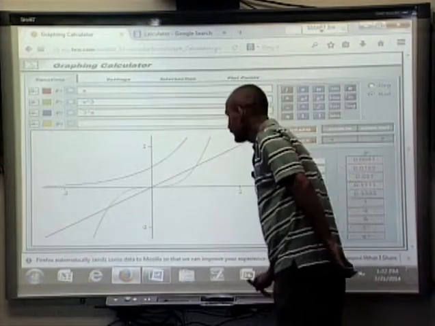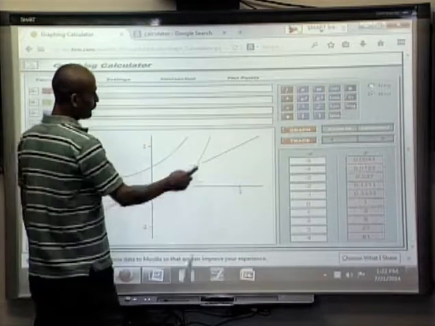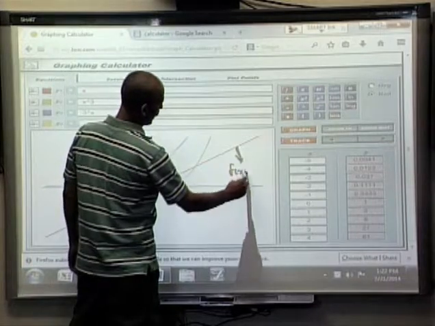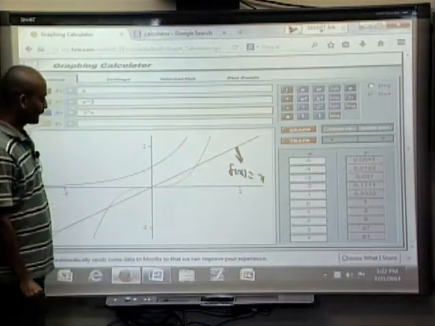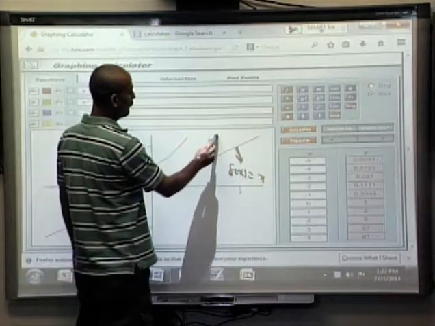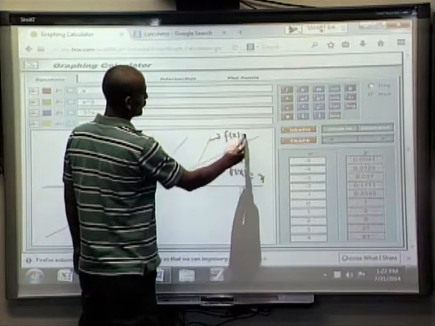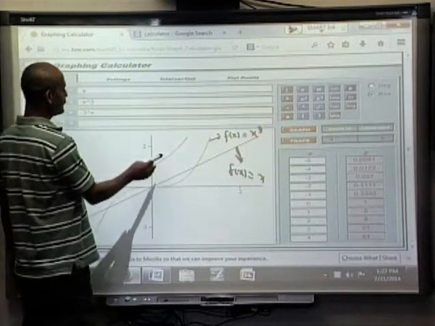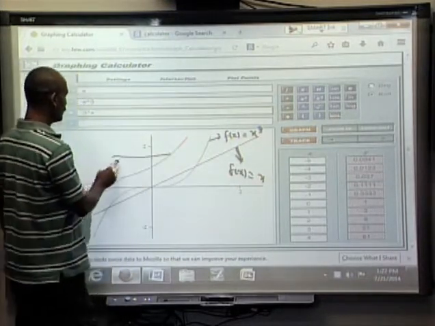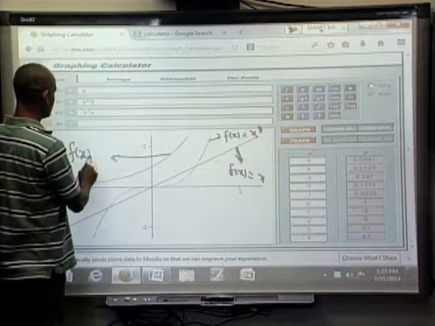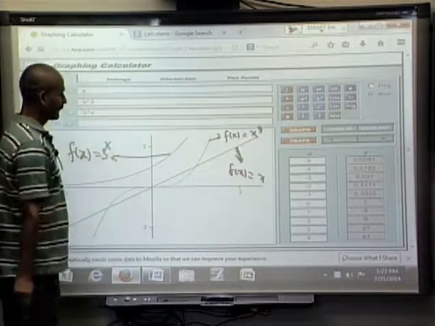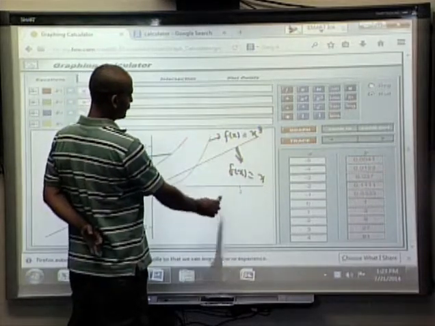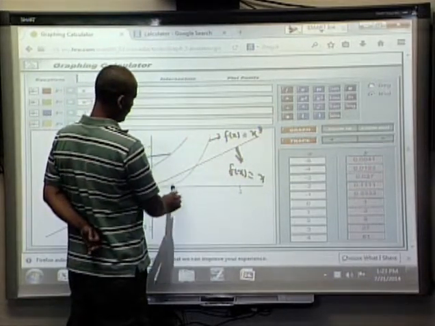I have a graph of three functions. The red one is the graph of f of x equal to x, a linear function. This is the graph of f of x equal to x to the third, a polynomial function, a cubic function. And this is the graph of another function, f of x equals 3 raised to the x.